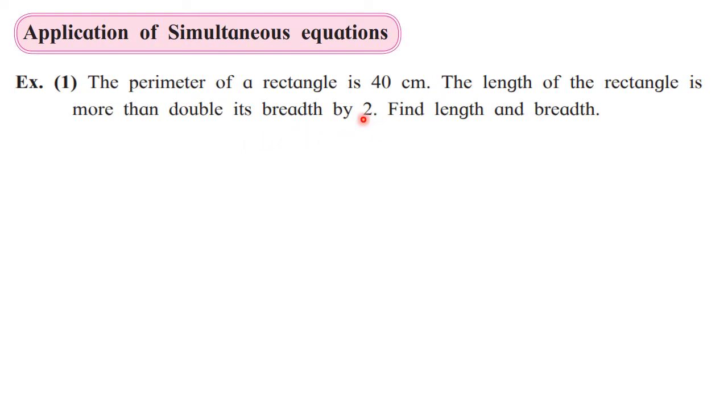So here always what you will find is two different conditions are given here. Okay, you will find that this is first condition. The perimeter of a rectangle is 40 centimeters. And the second condition is the length of the rectangle is more than double its breadth by 2. So always here you will find two conditions. And in quadratic equations, there may not be two conditions. There may be one condition also. But here you will find two conditions generally.